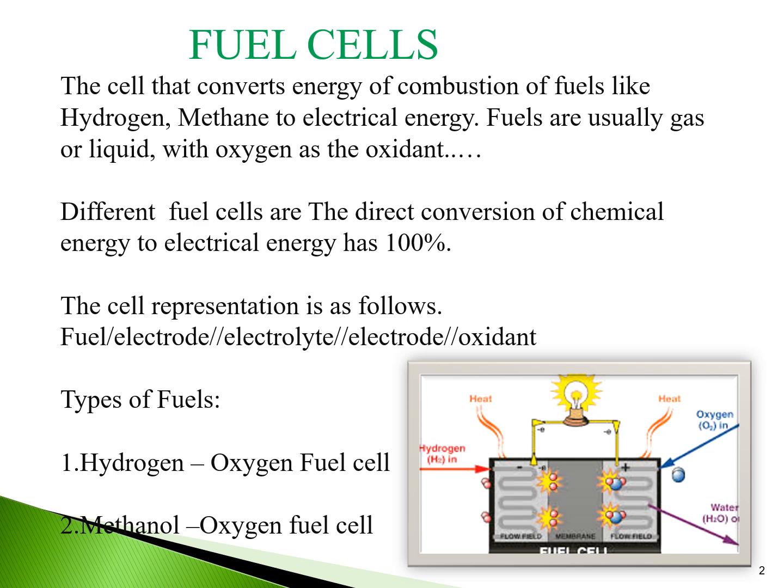So, the fuels used here are generally gas or liquid, and here oxygen will be acting as the oxidant. So there are different fuel cells that convert chemical energy into electrical energy, which has 100% efficiency. So the cell is represented as follows: fuel, then comes the electrode, electrolyte, electrode, and oxidant. The types of fuel cells are the hydrogen oxygen fuel cell and the methanol oxygen fuel cell.